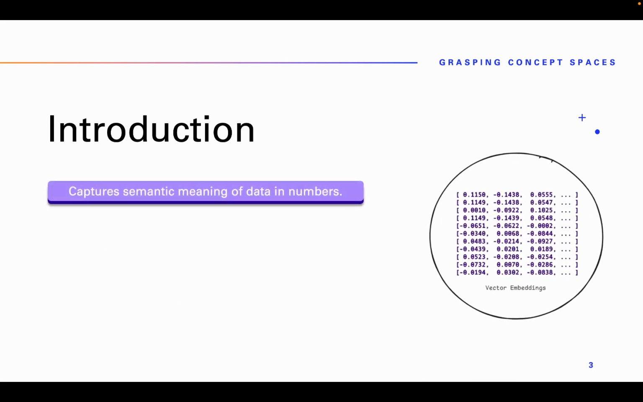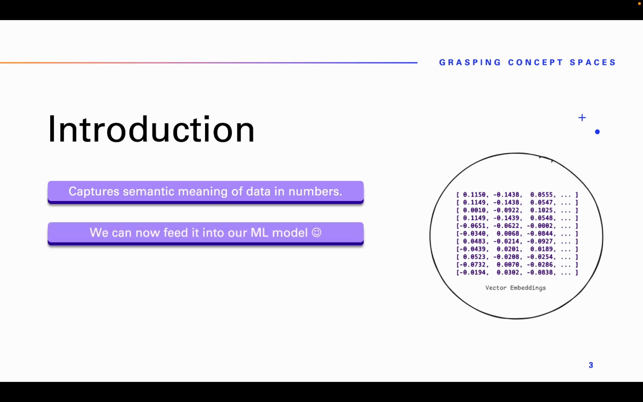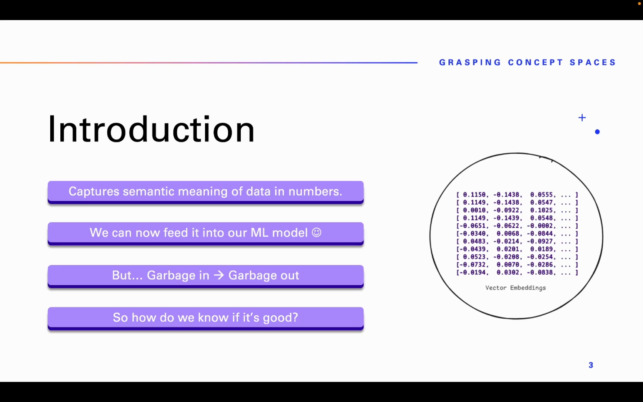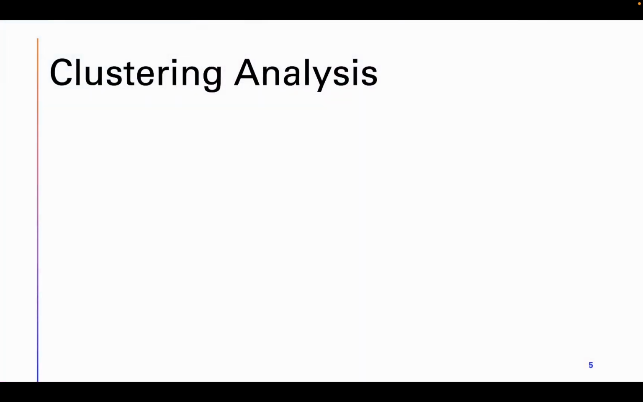The reason why we might want to do this is that it captures the semantic meaning of data in numbers. We can now feed this data into machine learning models, which understand it. It's a challenge, though. If our input data isn't of high quality, if we are feeding the model garbage, then garbage comes out. So how do we know if it's any good? One of the solutions is clustering analysis.